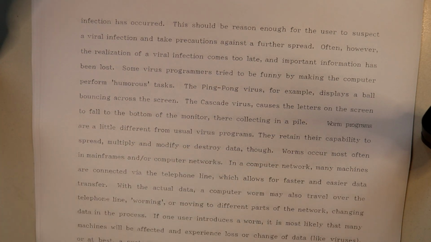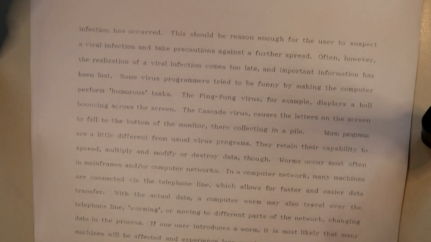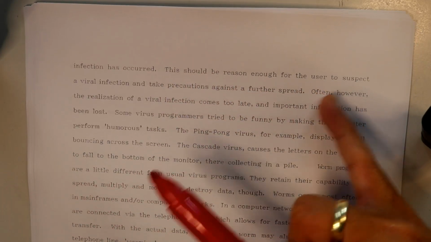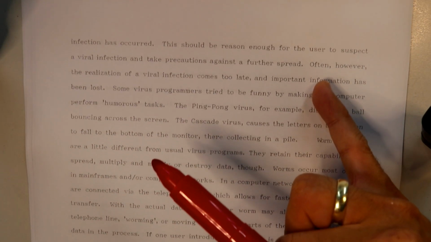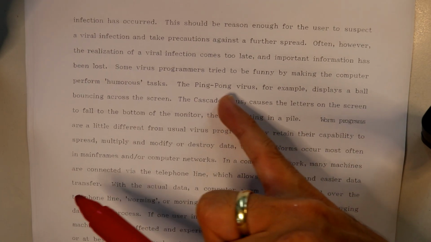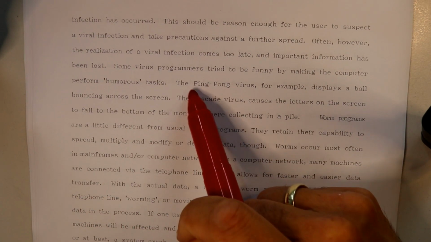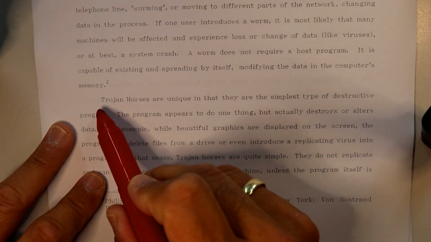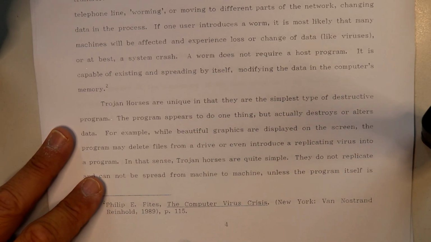I'm still looking for the research question, the method, the approach, the purpose. This should be reason enough for the users who suspect a viral infection. Still blah, blah. Okay, ping pong virus. Who cares? I'm looking for the method. What is your research question? And then he continues with Trojan horses. And then the same thing starts over. He gives me a, okay.